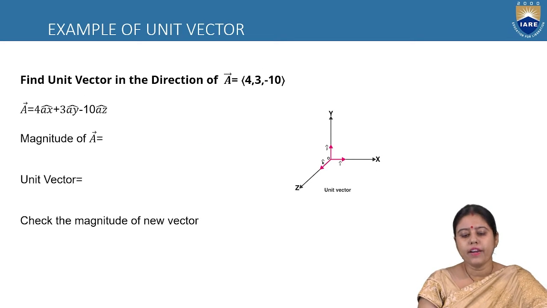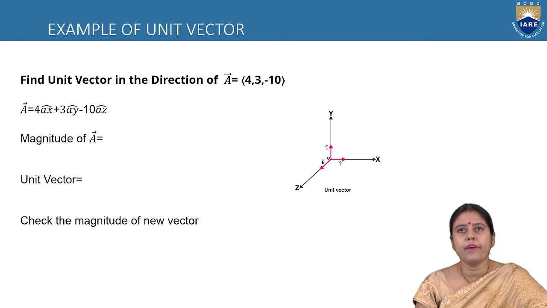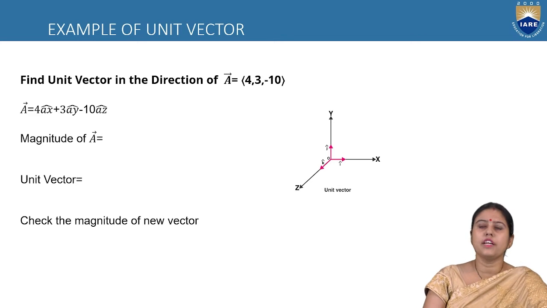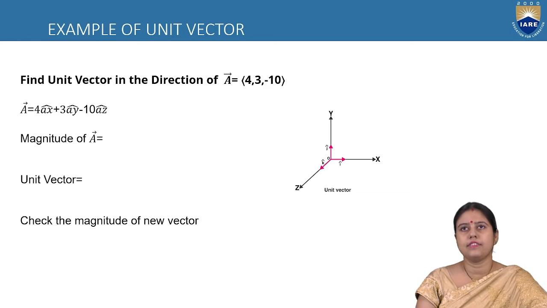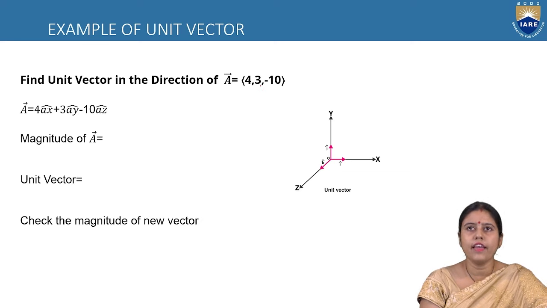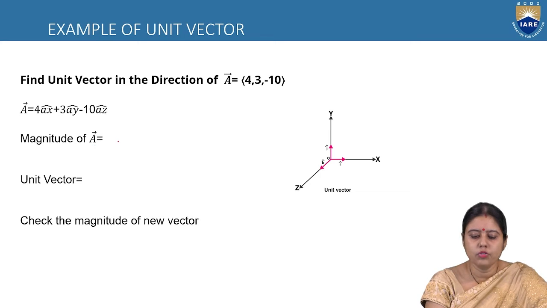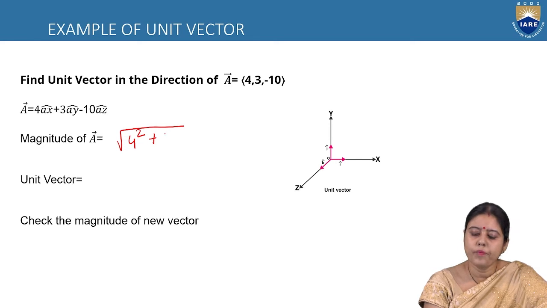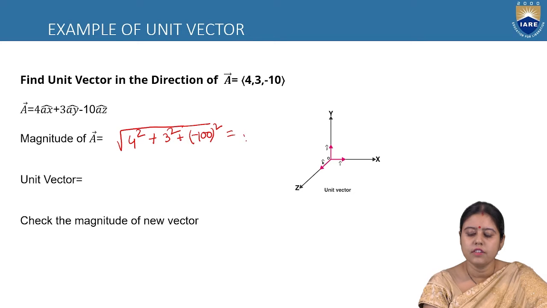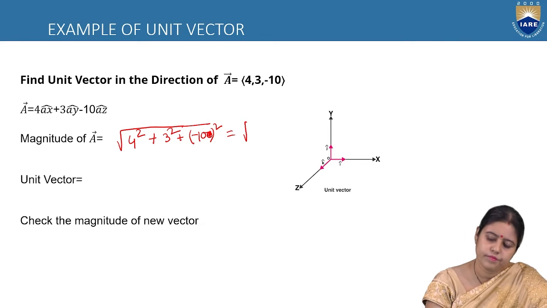Next, find the unit vector for a vector whose position is 4, 3, minus 10. How to calculate? A equals 4a_x plus 3a_y minus 10a_z. So what will be its magnitude? The magnitude will be the root of the coefficient of x squared plus the coefficient of y squared plus the coefficient of z squared. So it is, z is 10.